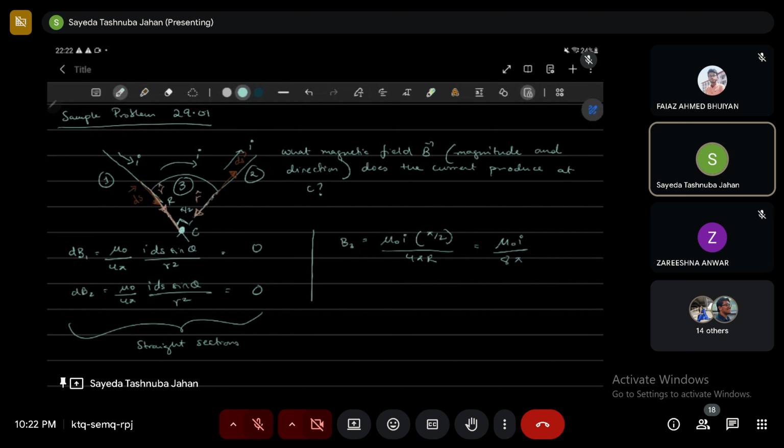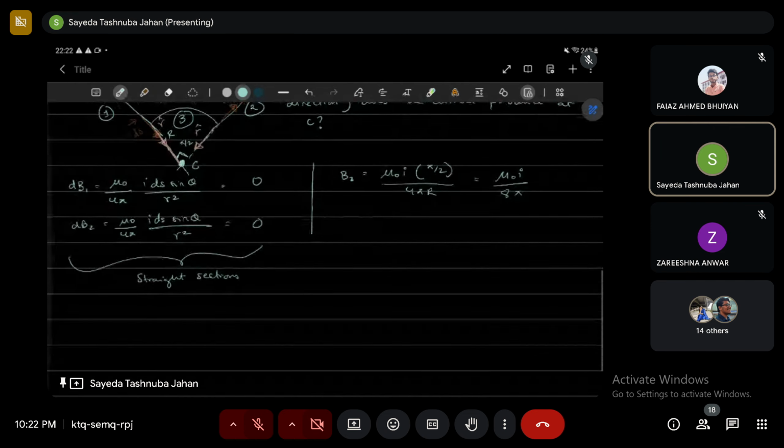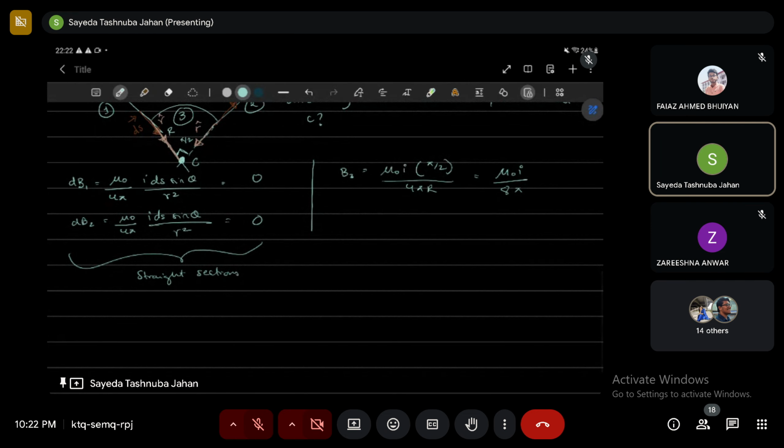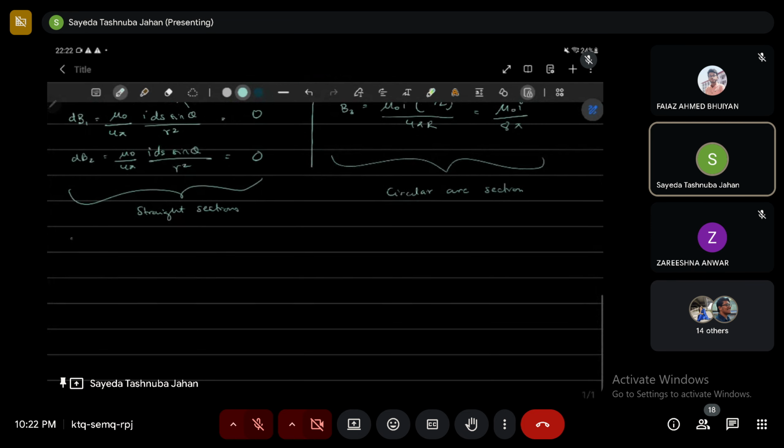Okay, so now combine it to find the net field. Since we have three sections, the combination of the three sections will give you the total field. This is for the circular arc section, and therefore the net field is going to be B1 plus B2 plus B3, but I know for a fact that B1 and B2 are 0. So in that case the only thing that survives is mu naught I by 8 pi, sorry, 8r. I wrote 8 pi here, it's 8r. Okay, that is your answer.